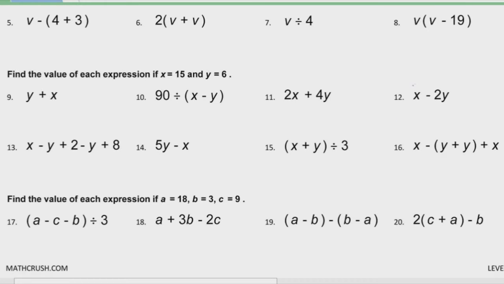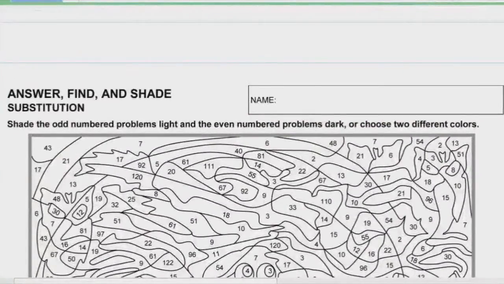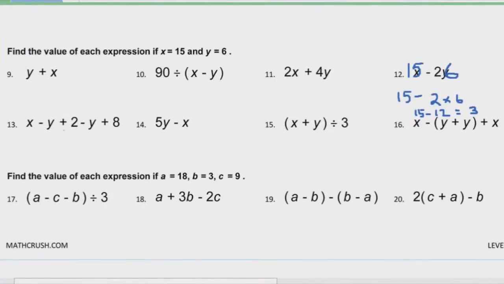All right, let's take a look at 12. X is going to turn into 15, and Y is going to turn into 6. And a number next to a variable means multiplication, so you're going to end up with 15 minus 2 times 6. And order of operations, you got to do multiplication first. So you do 2 times 6, which is 12. You get 15 minus 12, which equals 3. All right? So you find 3 up in your picture, and you shade that in dark because 12 isn't even, and up here it says evens are dark.